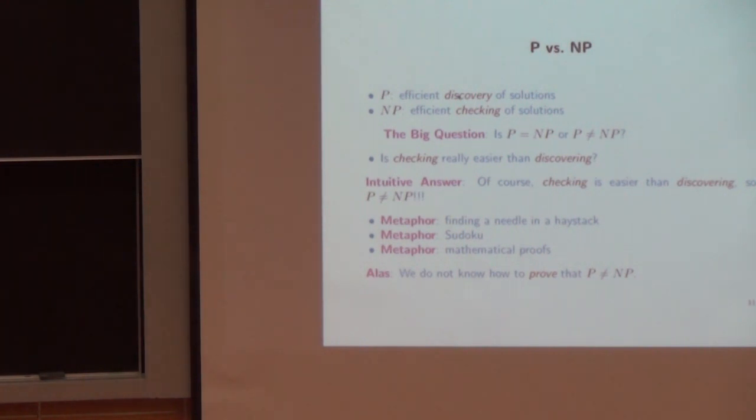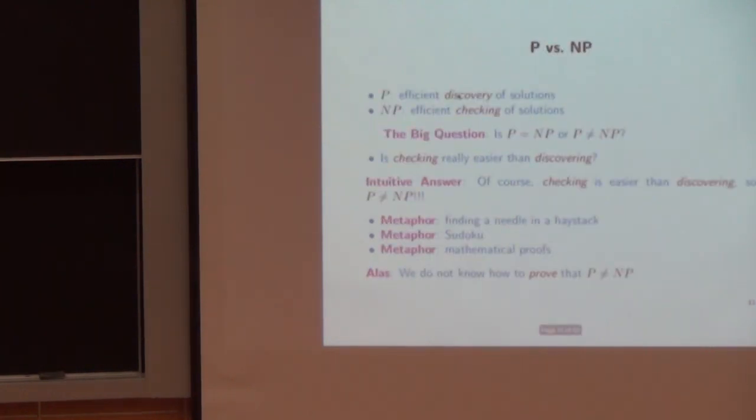Checking a Sudoku, if you know Sudoku, this Japanese puzzle, solving may be difficult, some Sudokus are difficult, but checking is trivial. And we all think that reading a proof, even if it's a difficult proof, should be much easier than coming up with a proof, which we think requires creativity. So our intuition tells us that P must be different than NP. Checking is easier than discovering, but we don't know how to prove it.